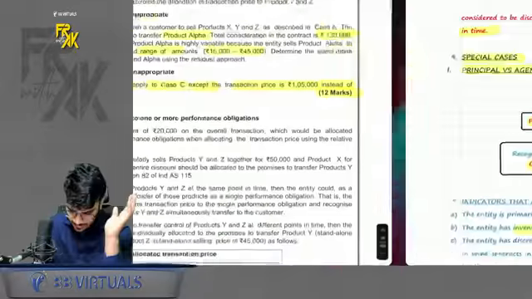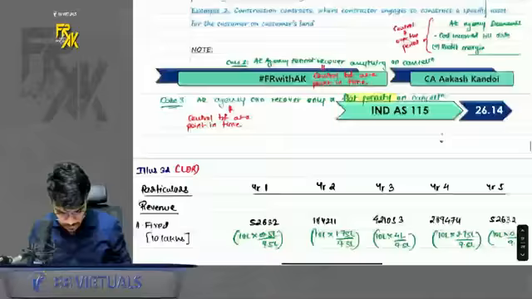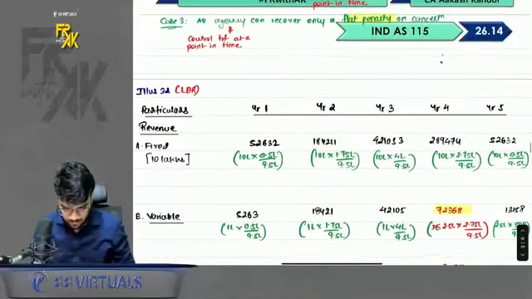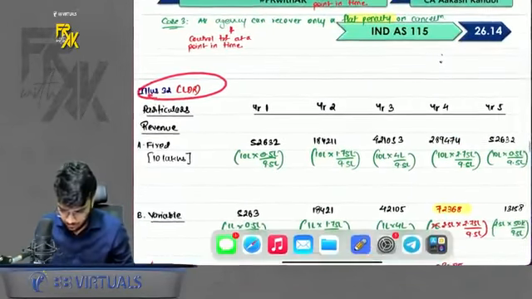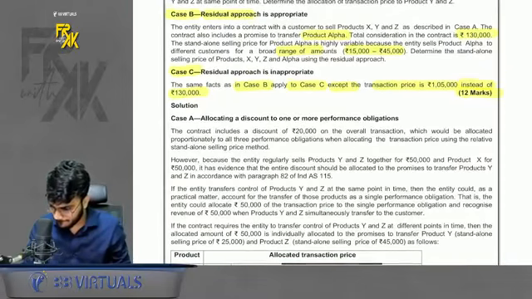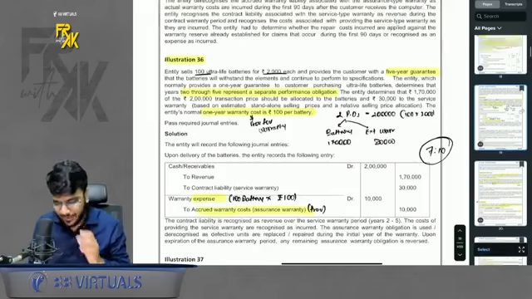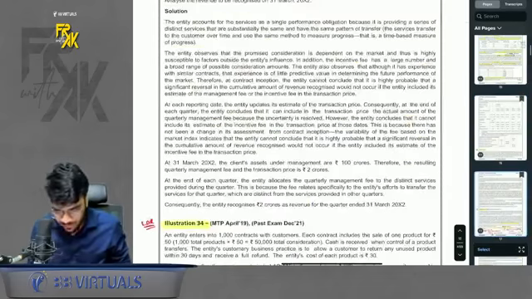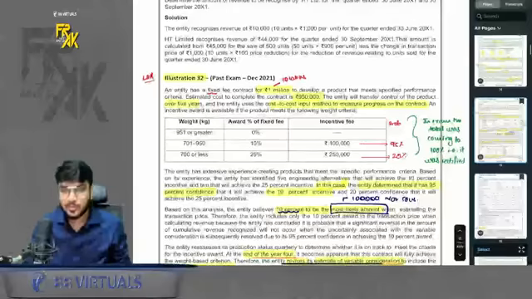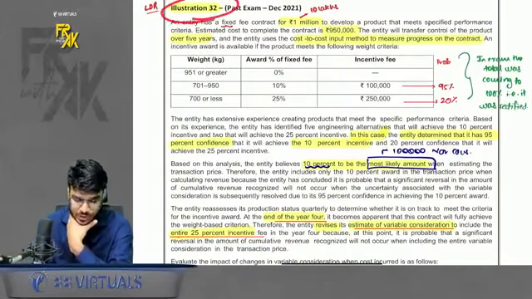Acha, before special cases, I also did one illustration number 32 with you. Chalo, I will revise that illustration also. Okay, come. We will revise this illustration number 32. Please have a look here. See, this revision is very important for you guys. Ultimately, in the first go, everyone will understand. But how to make this revision concise will be super helpful for you. Okay, do let me know if it was helpful. Anyway, chalo.